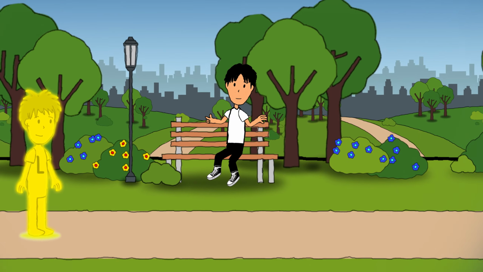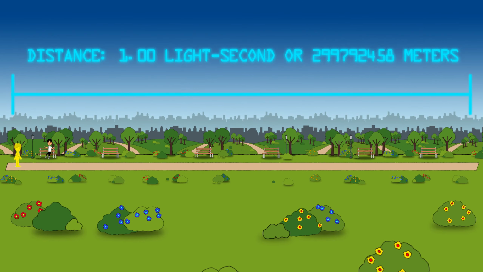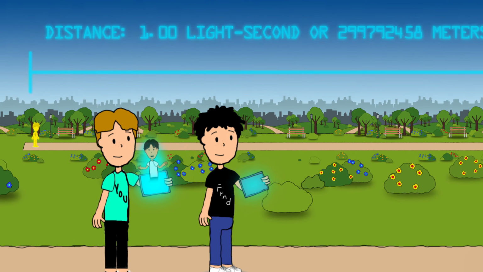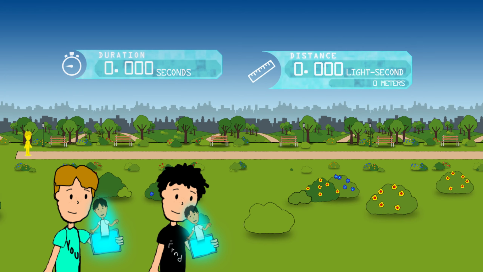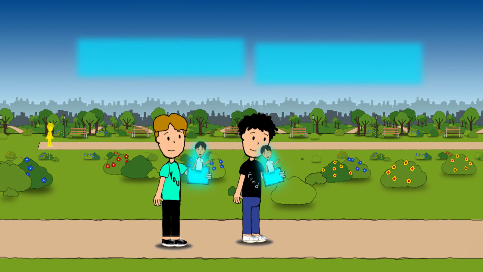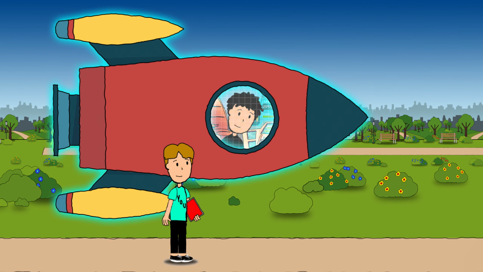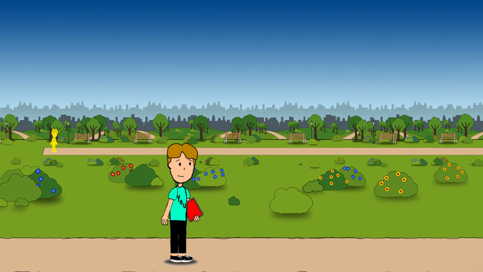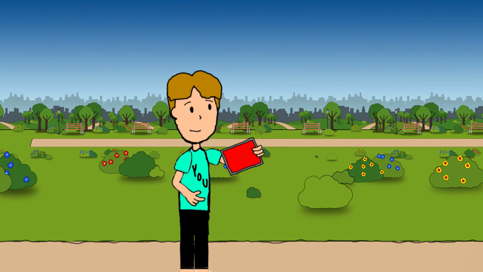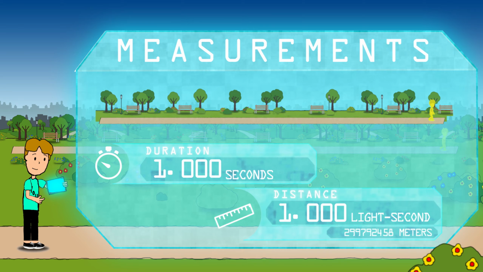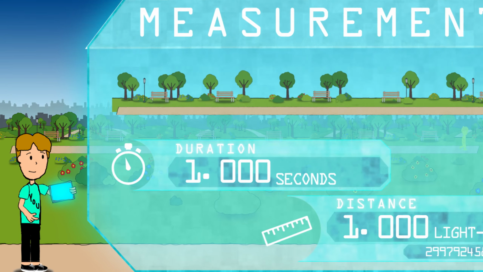Let's say light will travel on a walkway that is 1 light second long, and you and your friend are tasked to record 2 things. 1 is how long it takes for light to reach the end, and 2 is how far it traveled. But the difference is, you are stationary and your friend is traveling parallel to it at 86.6% the speed of light with respect to the walkway. And off he goes. In your perspective, you will measure that light reached the end of the walkway in 1 second and it traveled a distance of 1 light second.